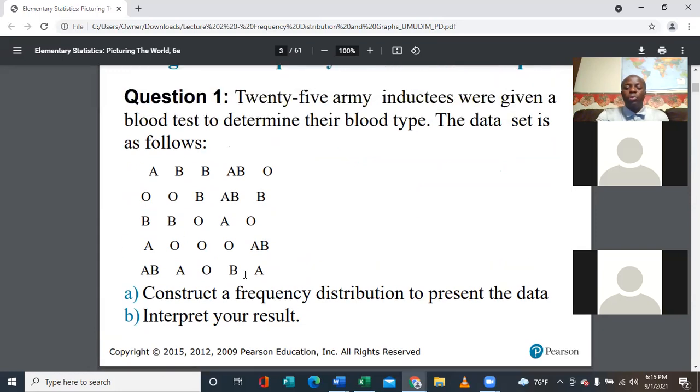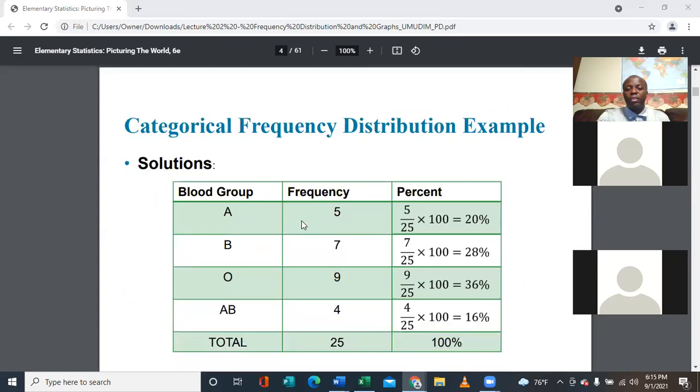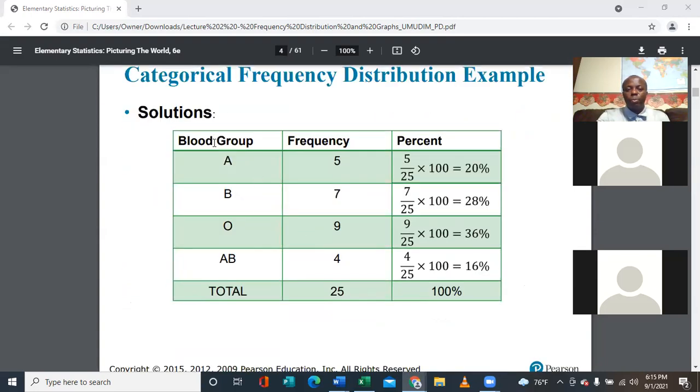So what we're gonna do is to construct a frequency distribution for this and then interpret the results. Now we are given raw data. So the first thing we do is to make a table of values that involve the blood group and their counts. So you can see right here, you can see blood group, frequency, and percent.